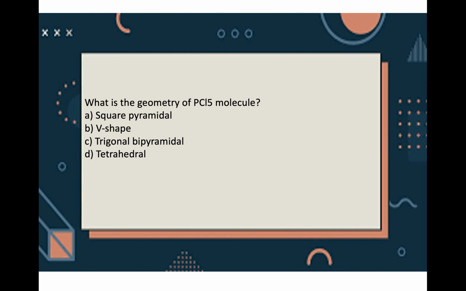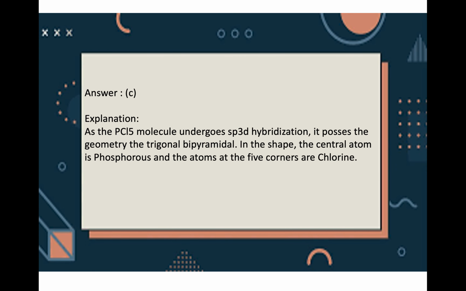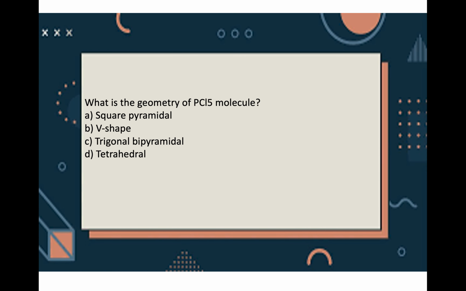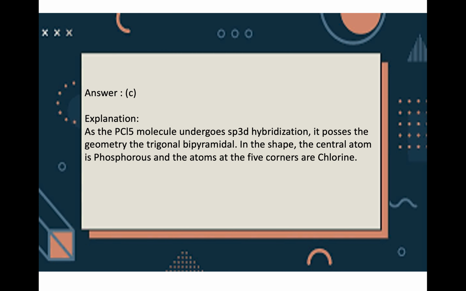Now, what is the geometry of the PCl5 molecule? Is it square pyramidal, V-shaped, trigonal bipyramidal or tetrahedral? The answer is option C, trigonal bipyramidal. In the PCl5 molecule, the hybridization gives it trigonal bipyramidal geometry. In the shape, the central atom is phosphorus and the atoms at the 5 corners are chlorine. So remember how this is formed in the PCl5 molecule.